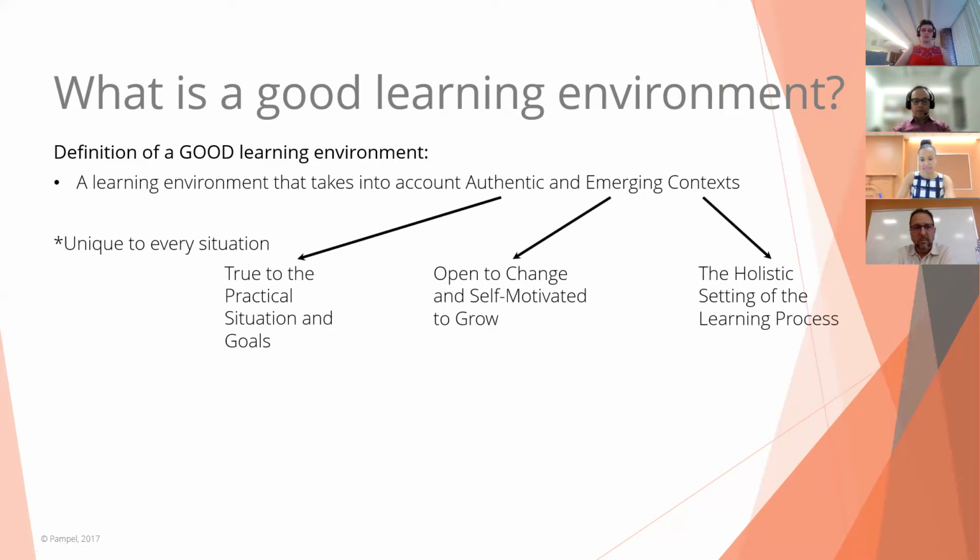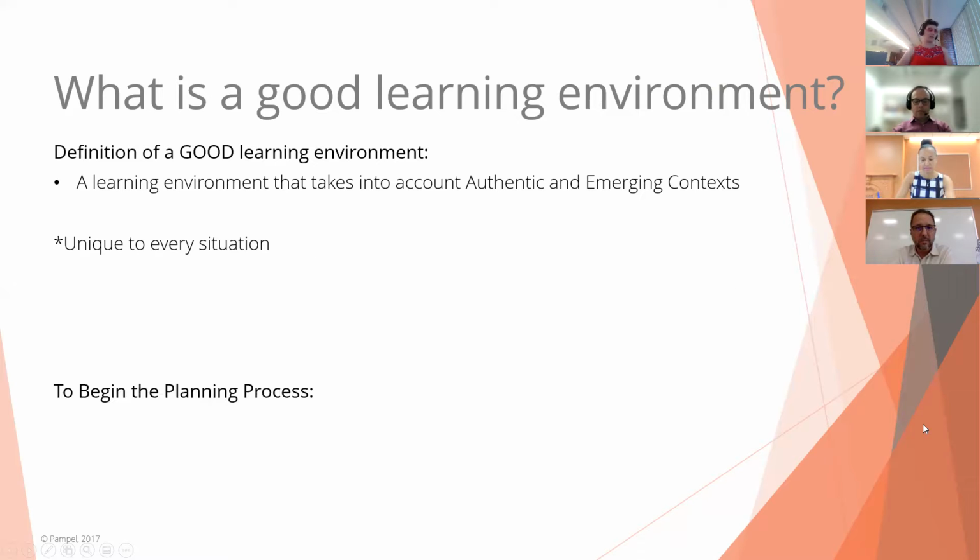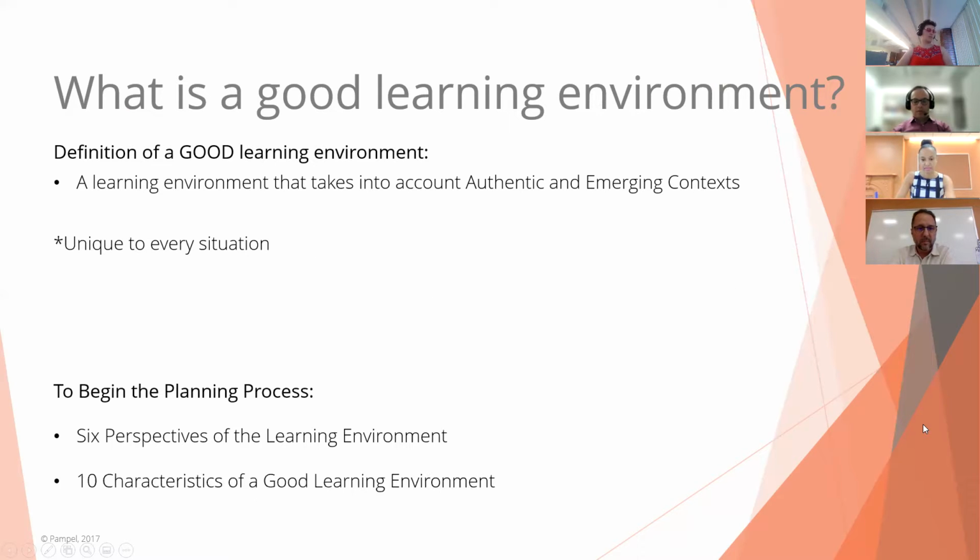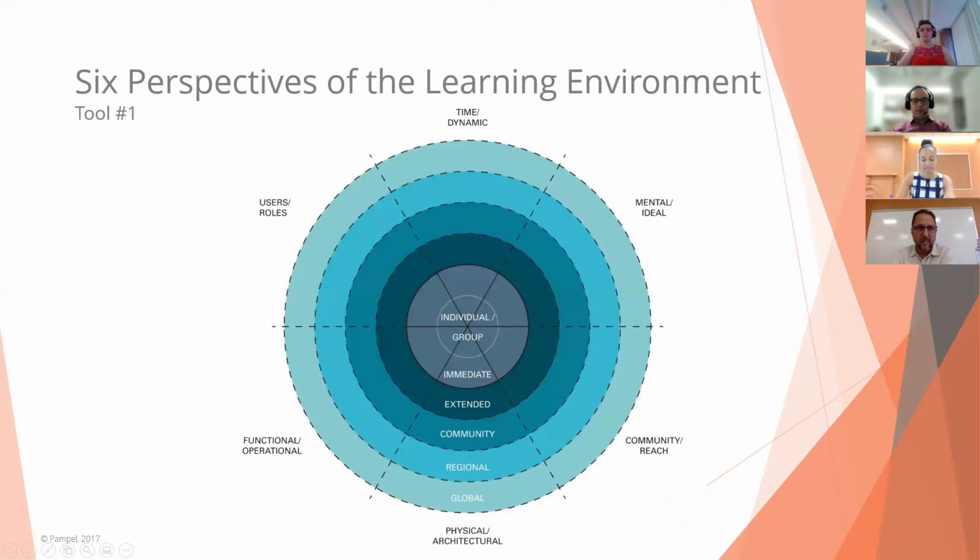To find these authentic and emerging contexts, we're going to be looking at the 6 perspectives of the learning environment and the 10 characteristics of a good learning environment. The 6 perspectives are a scaffold of discovery of the authentic and emerging context of a project. They look at 6 overlapping factors in a school design from a range of scales. The perspectives are mental and ideal, community and reach, physical and architectural, functional and operational, users and roles, and time and dynamic. Each perspective encourages us to ask key and defining questions about a project's context.